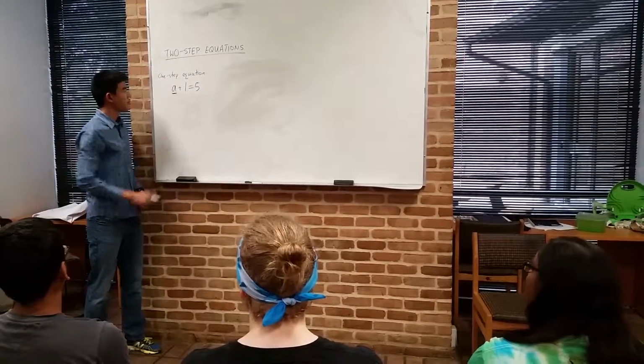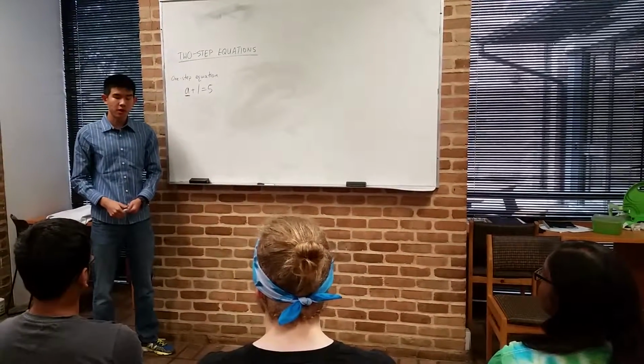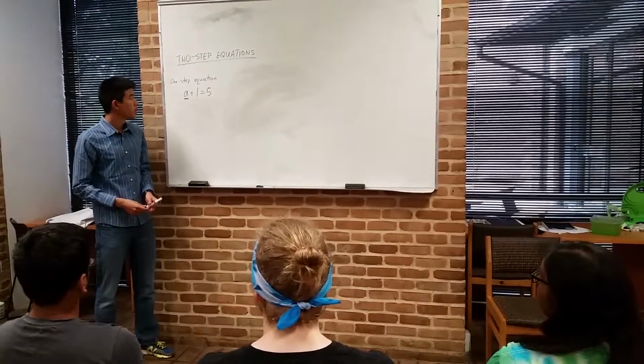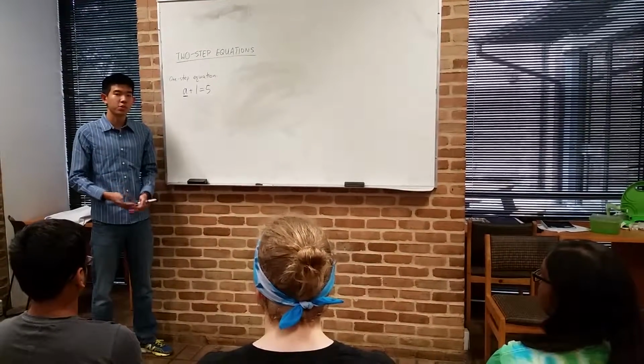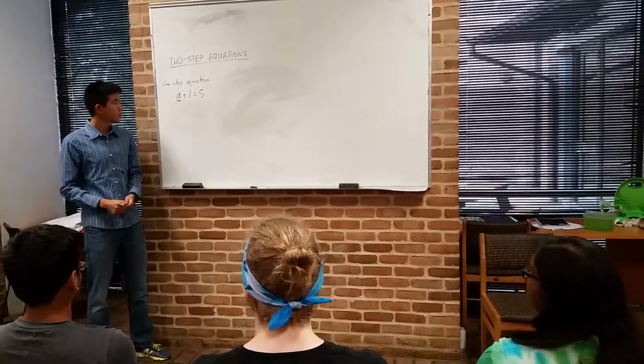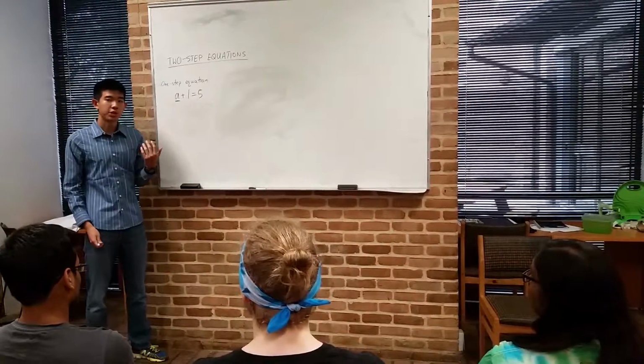Remember, we usually represent variables by a lowercase letter, and the variable usually represents some number. So you can think of the variable as kind of like a blank space, where you can fill in a number and see if it works. But how are we going to find what a should be?